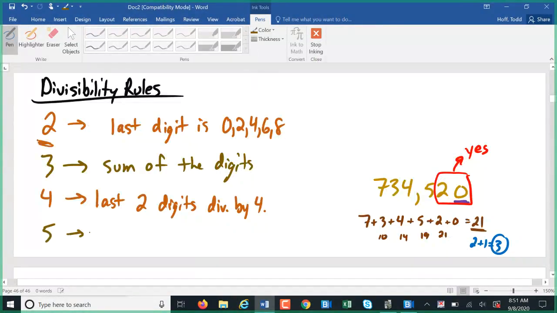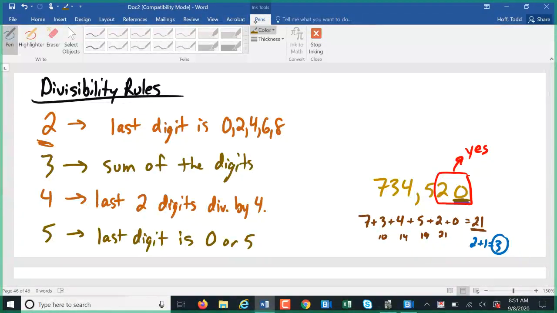5 is a lot simpler. Last digit is 0 or 5. Well, for our 734,520, that last digit is 0. That is definitely divisible by 5.